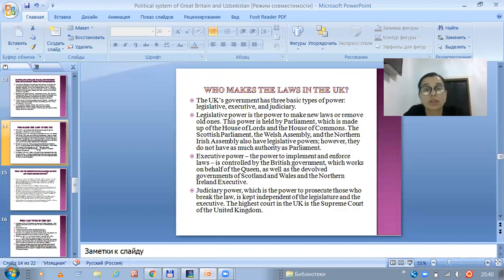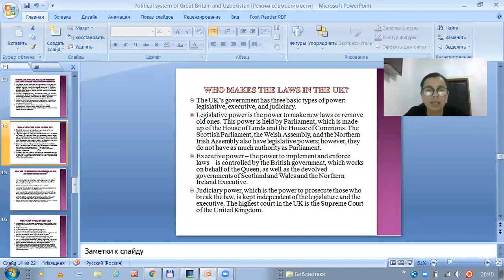Who makes laws in the United Kingdom? The United Kingdom's government has three basic types of power: legislative, executive, and judiciary. Legislative power is the power to make new laws and remove old ones. This power is held by Parliament, which is made up of the House of Lords and the House of Commons. The Scottish Parliament, the Welsh Assembly, and the Northern Irish Assembly also have legislative powers. However, they don't have as much authority as Parliament.